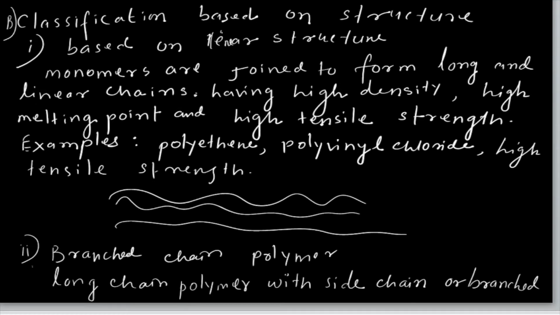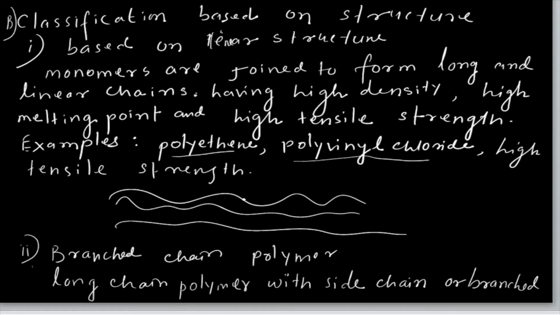What is meant by high melting point? That means if you heat it, it will not melt easily and requires a high temperature. High density means heaviness, and high tensile strength means it can bear any heavy weight. Example, see here, polythene and polyvinyl chloride have high tensile strength.